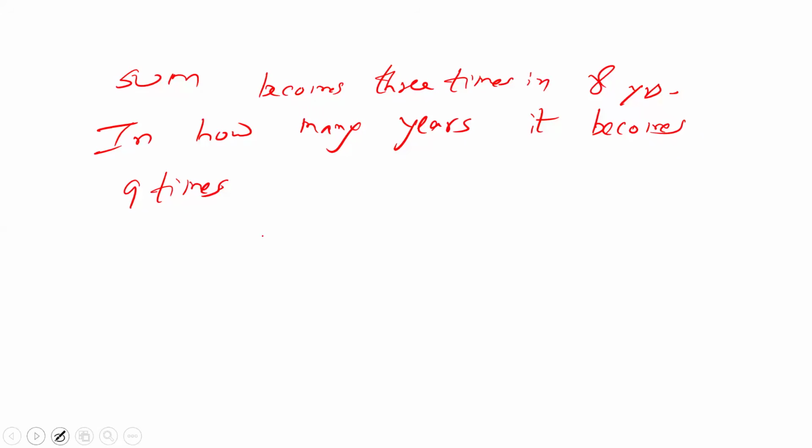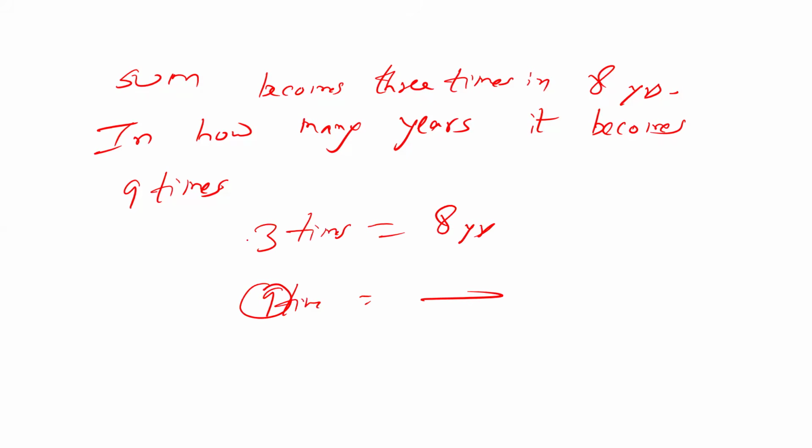Very good. So 3 times takes 8 years. For 9 times, how many years? 9 should be written using 3, as 3 square. These two should be multiplied with 8, so 16 years. So these are the concepts of simple and compound interest.